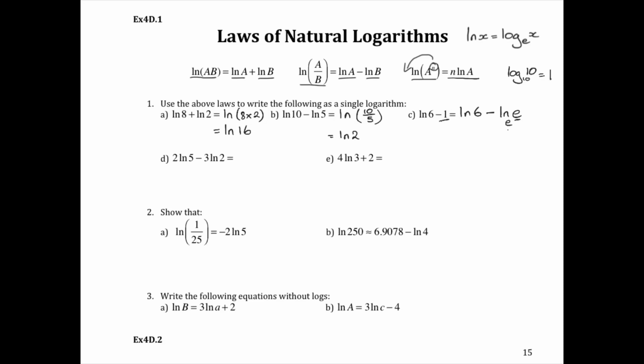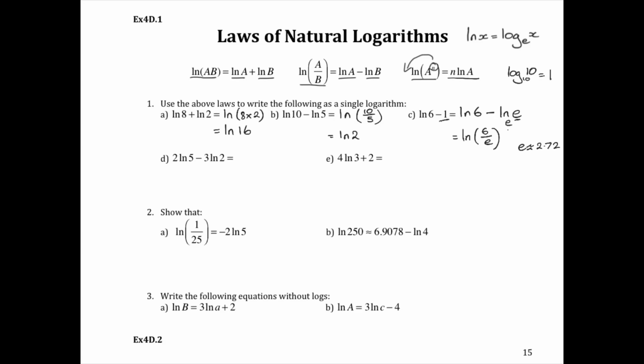Okay, so what happens there? Using our log laws, this becomes the log of 6 over e. And that's it. And remember, e is just a number. From last lesson, we saw that e is approximately 2.72. So e is just a number like the number 3 or the number 2, anything.